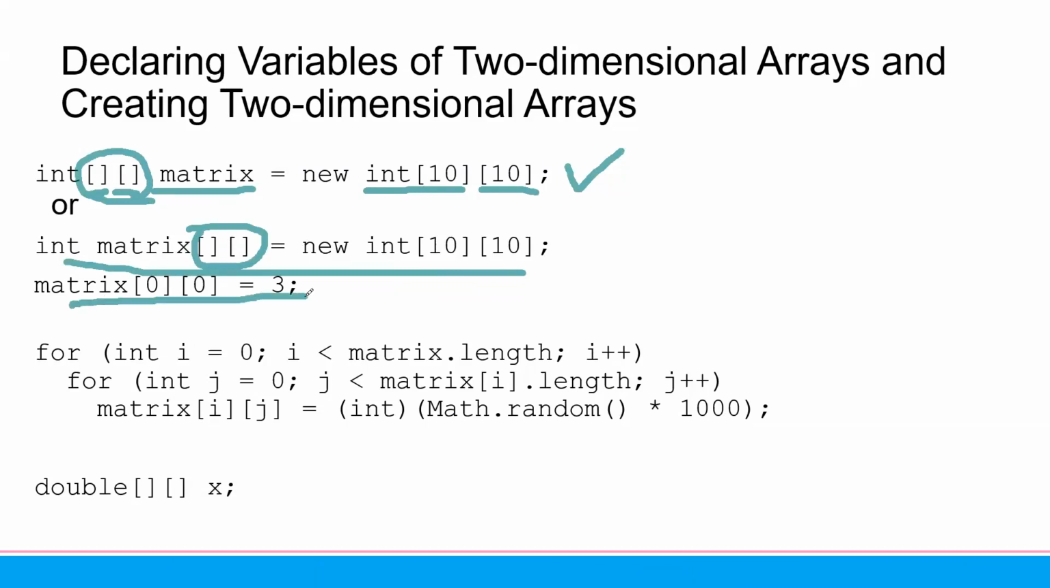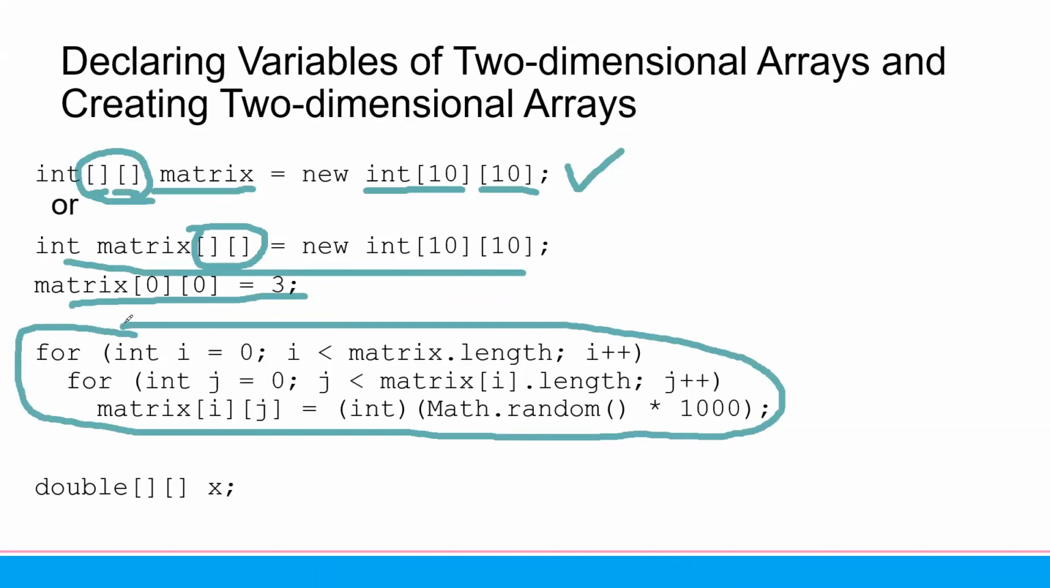And we can assign every element. For example, matrix[0][0] equals 3. By using this, actually, we can have a kind of loop like this one. In this case, I can separate into 2: I have i and I have j. So i will go up to matrix.length, and then j will go up to matrix[i].length. What does it mean? I will show you later. In this case, I would like to have matrix[i][j] be a random number multiplied by 1000, and I want to make it an integer.